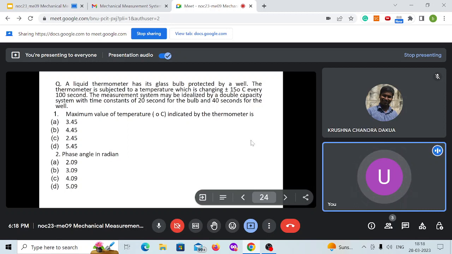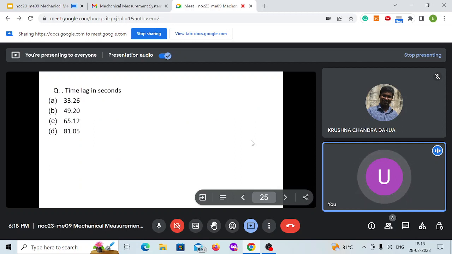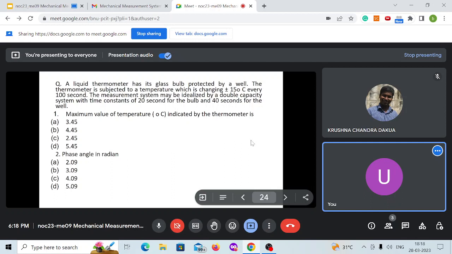The questions are: what is the maximum value of temperature indicated by the thermometer? The options are 3.45, 4.45, 2.45, 5.45. Then, the phase angle in radians. What is the phase angle? Then the third is the time lag in seconds. Please try. I'll give you some time, and we will go over the solution. You have to find the time lag, the maximum value of temperature, and the phase angle.